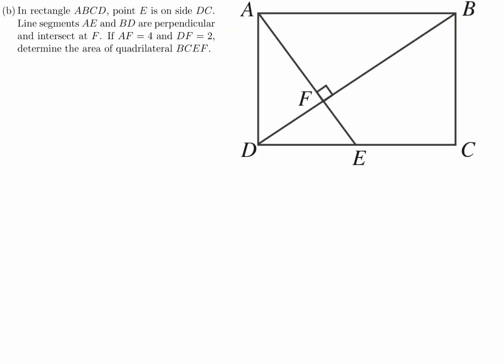To figure out that area, I'm going to break up that quadrilateral into two triangles by joining E to B. Once I do that, I can figure this out. This is, of course, a right angle since it's a part of a rectangle, and this is a right angle also. So it's two right triangles, and we can figure out the area, therefore, as follows.